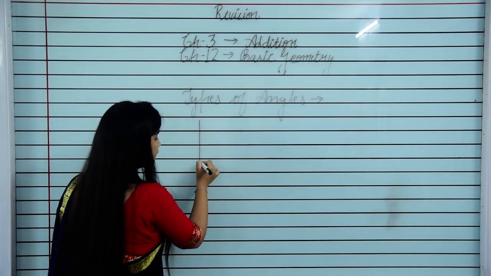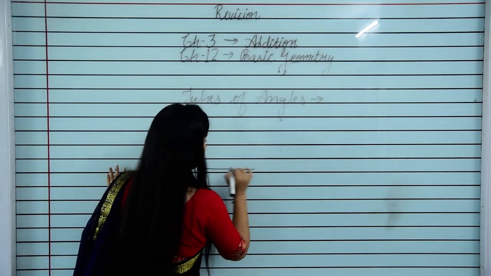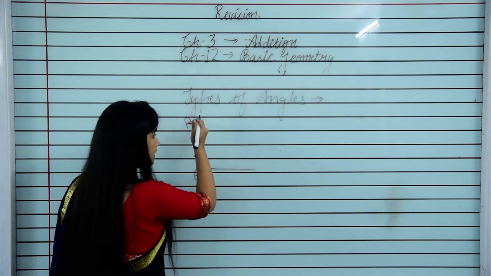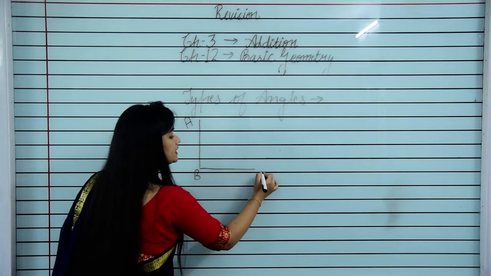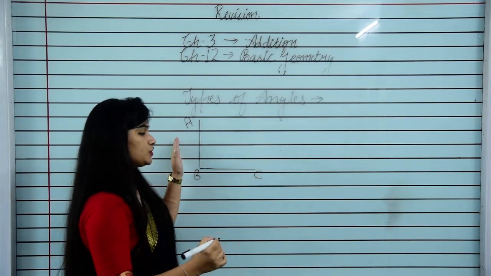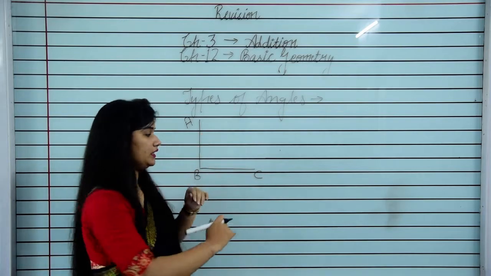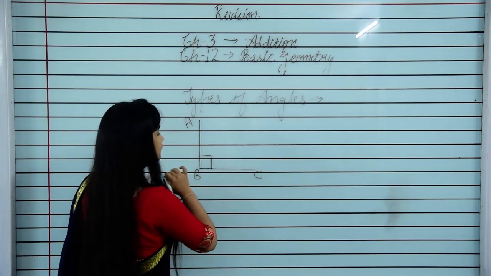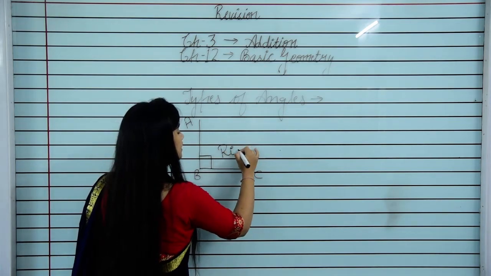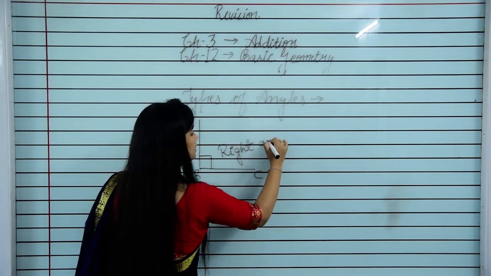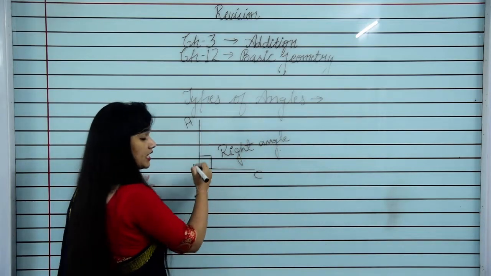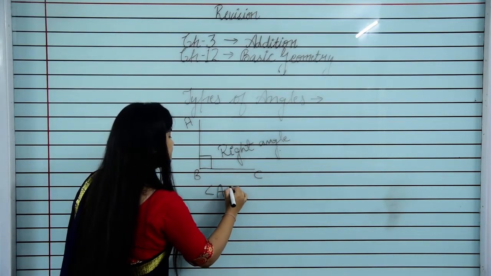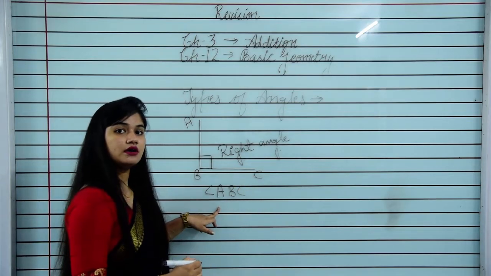If we join a vertical and a horizontal line. What did I say? AB is a vertical line and BC is a horizontal line. If we join a vertical and a horizontal line at a common endpoint, they form an angle that is a right angle, and the right angle is of 90 degree. This angle is called right angle, and how many degrees is it? 90 degree. Angle ABC is a right angle.